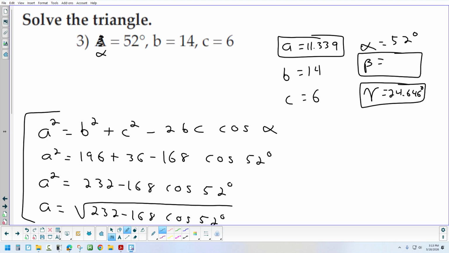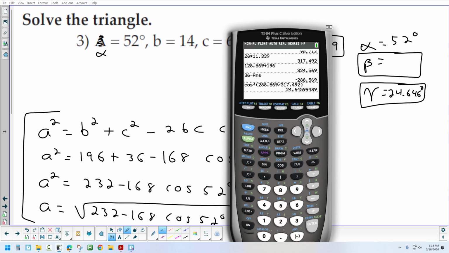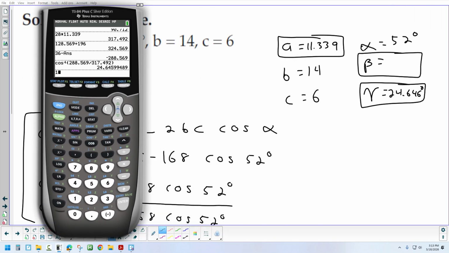Now that we've got alpha and gamma, we can just add them up and subtract from 180, and that will give us beta. So 180 minus 52 minus 24.646. I know I'm not adding them up and subtracting from 180, but I'm doing the same thing by just subtracting both of them from 180. Order of operations, that's fine. It's 103.354.